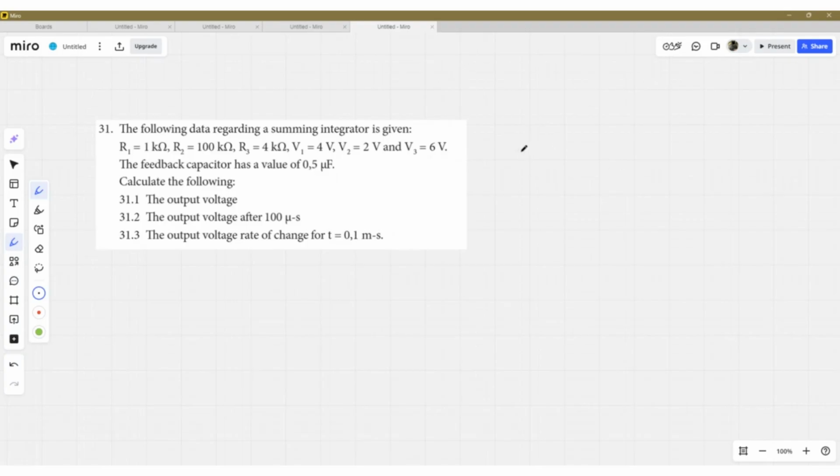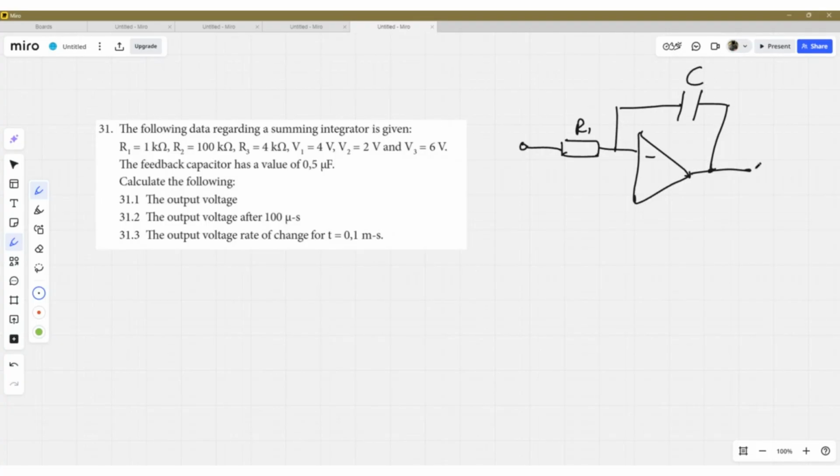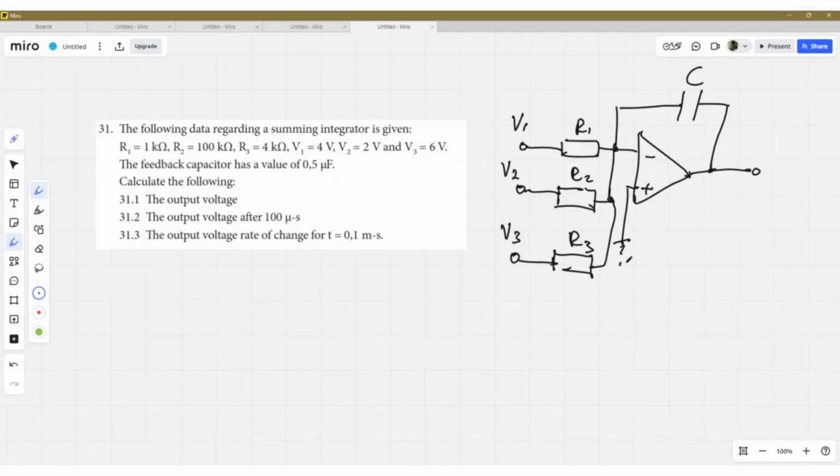So basically the circuit is going to look something like this. Let's just draw this. And you have your feedback capacitor. Your circuit is going to look more or less like this. So R2, and then we have R3, with V1, V2, V3. So that's what your circuit is going to look like, and this here is then going to go to ground.